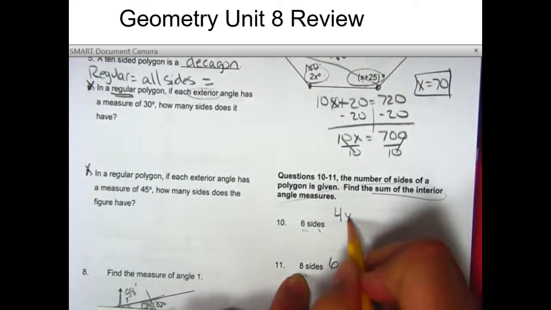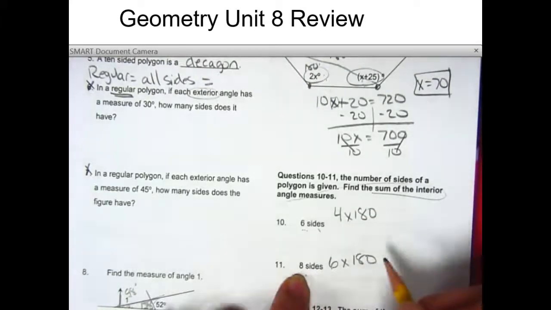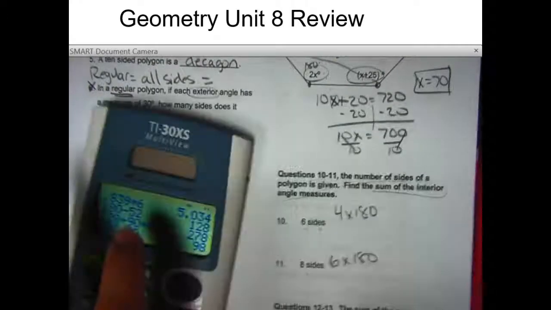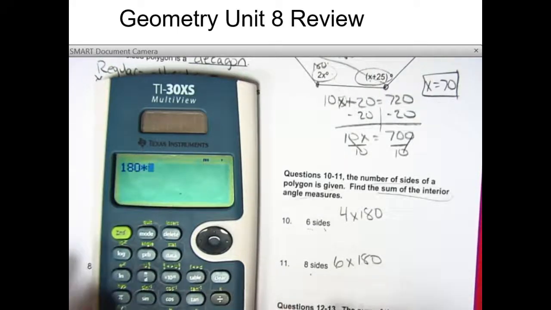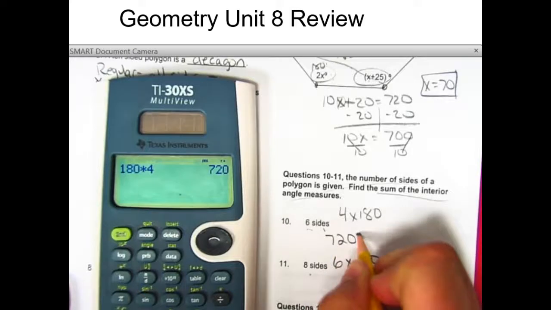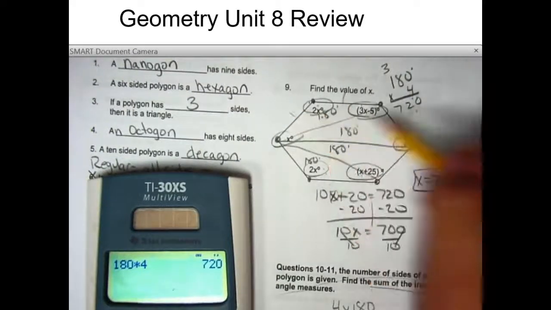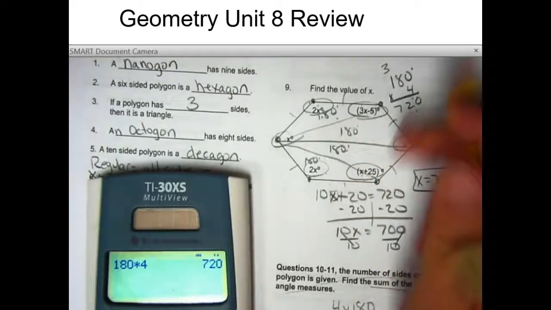So it's going to be 4 times 180, or this one's going to be 6 times 180. If I had a 10-sided figure, I could make 8 triangles. Okay, that's just how it is. So I'm going to grab my calculator, 180 times 4, and I get a 6-sided figure is going to be 720 degrees, which the example was up here, 1, 2, 3, 4, 5, 6, and it made 4 triangles.